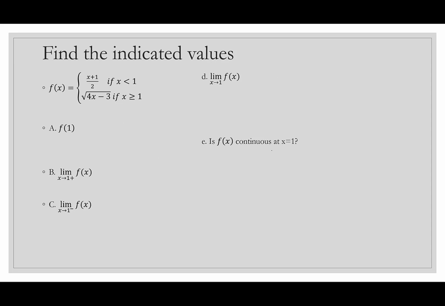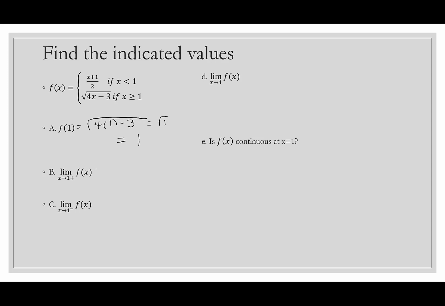So let's try a different function. This one says f of x is x plus 1 over 2 if x is less than 1, and it's the square root of 4x minus 3 if x is greater than or equal to 1. We're going to start with f of 1, so that's our second line, and it says take the square root of 4 times 1 minus 3. Well, 4 minus 3 is 1. I have the square root of 1. I get 1. So I have a function value.